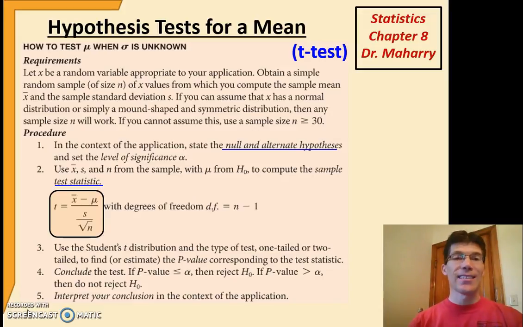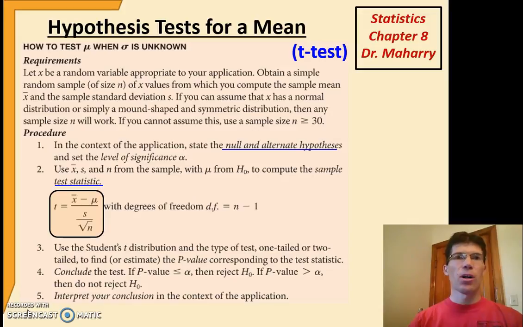It's just we've got sample standard deviation instead of assumed population standard deviation. But it's still the same idea. If this t-value is close to 0, that tends to tell us that our data and the null hypothesis tend to agree with each other. So we'd fail to reject.